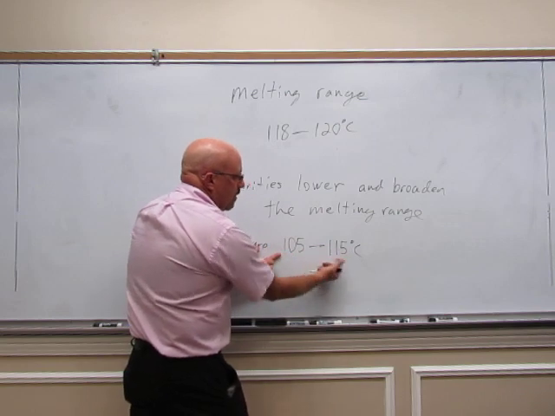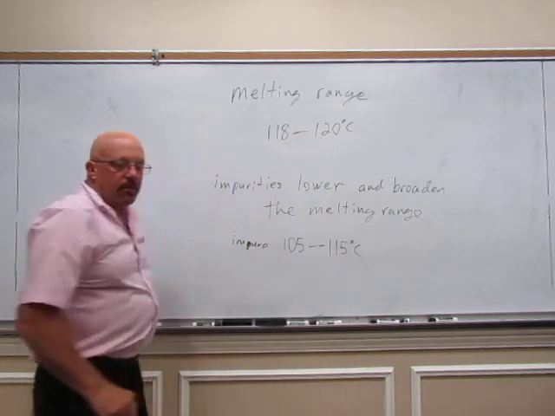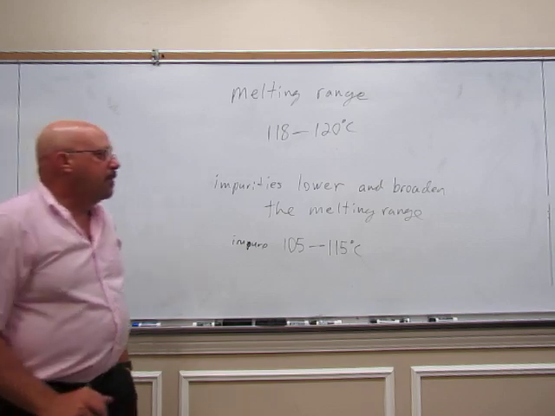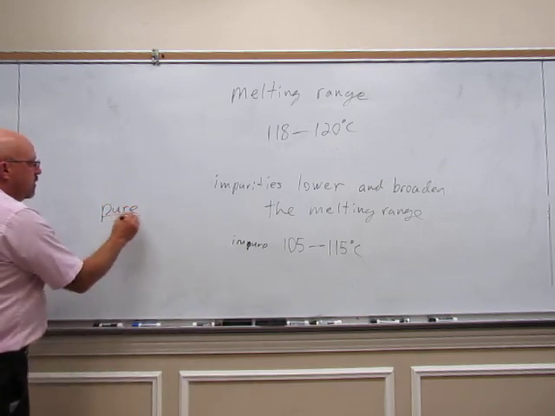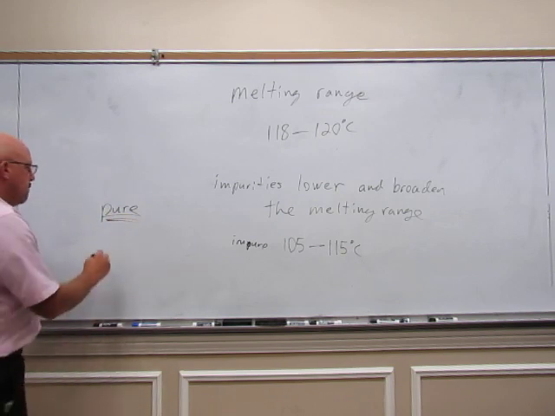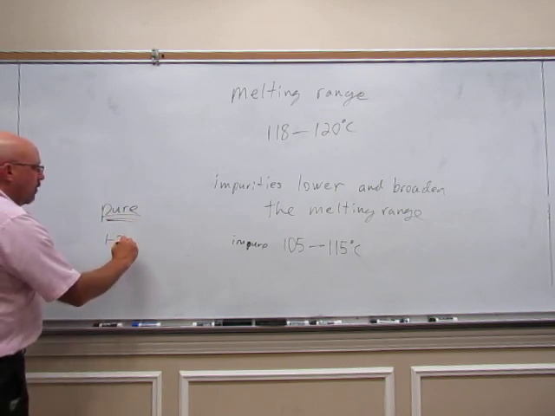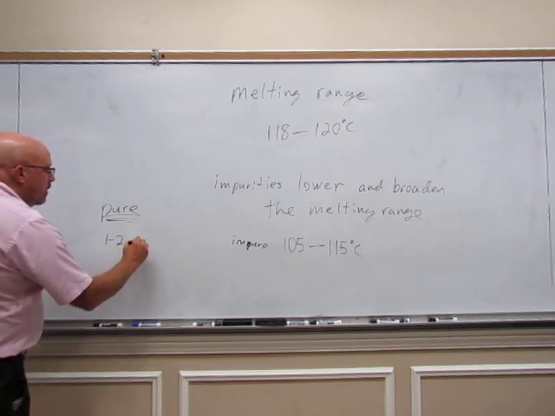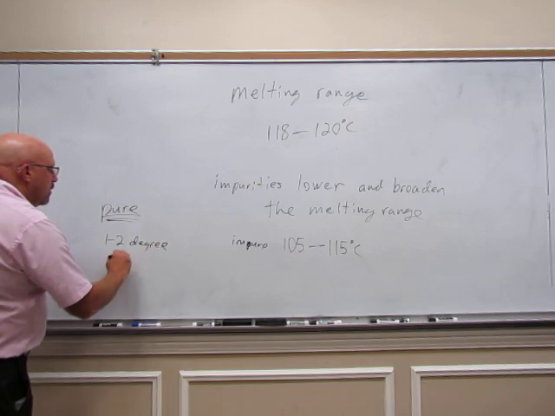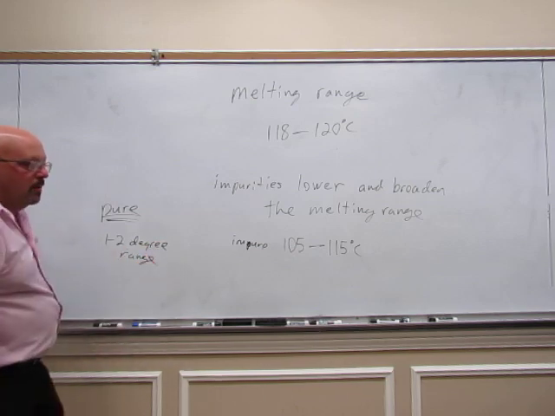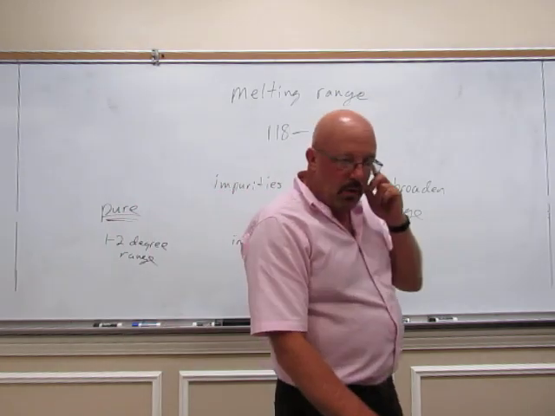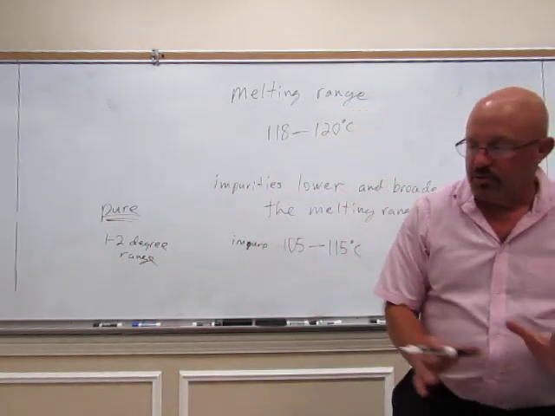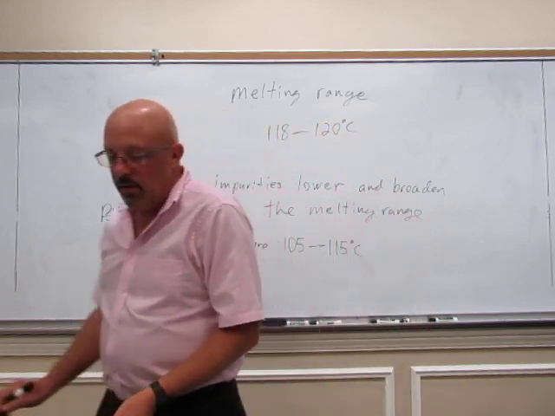See, now there's a 10 degree difference. Up here there was a 2 degree difference. To be pure, compounds should melt within a 1 to 2 degree range. When you see a 10 degree range, you know it's impure. Pure compounds should melt in a 1 to 2 degree range.